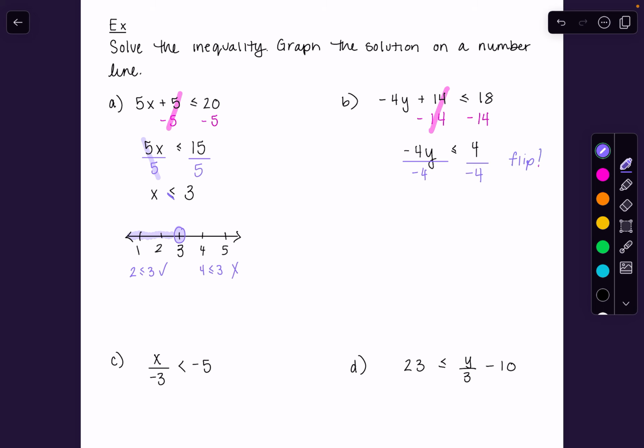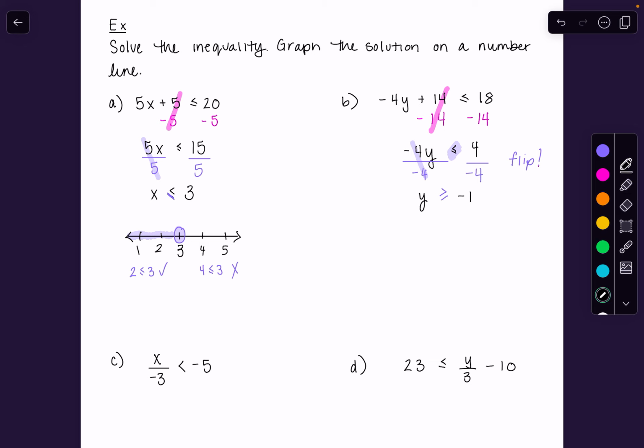And because I'm dividing by a negative number, I need to flip the sign. So that leaves me with y, because those two are gone. On the right, 4 divided by negative 4 is negative 1. And I need to flip the inequality. So it needs to now face the opposite direction. So this is a step you have to be really careful about. Double check when you multiply or divide.